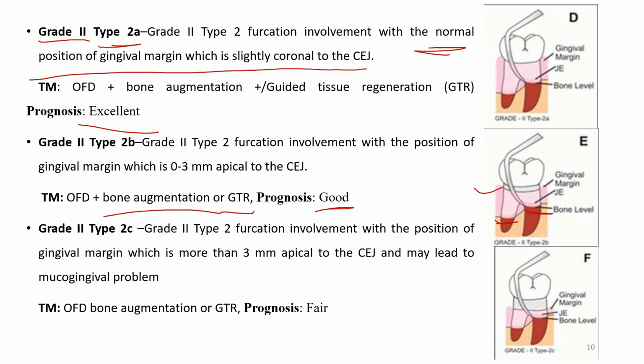Treatment modality will be OFD, that is open flap debridement plus bone augmentation or GTR. Prognosis will be good. Grade 2 type 2C, that means grade 2 type 2 furcation involvement characteristics. Horizontal bone loss will be there, vertical component will be there, but with the position of gingival margin which is more than 3 mm apical to CEJ and may lead to mucogingival problems. Here again open flap debridement, bone augmentation or GTR, prognosis will be fair.